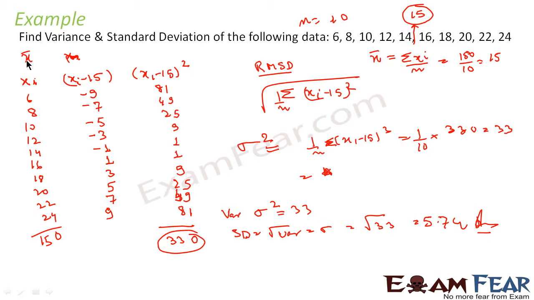What we have done: we have these values xi, and we found the mean first. We got the mean to be 15. Then we found the deviation of these values from the mean. Then we squared them, because it is root mean square deviation. We got the deviation first, we squared it, we added everything and took the mean. So the mean was 33, and that is nothing but the variance. We found the square root of this variance to get the standard deviation to be 5.74. Standard deviation is nothing but root mean square deviation. Correct?